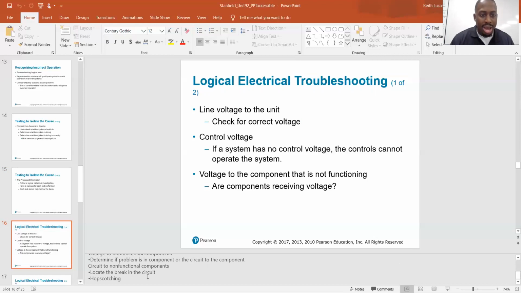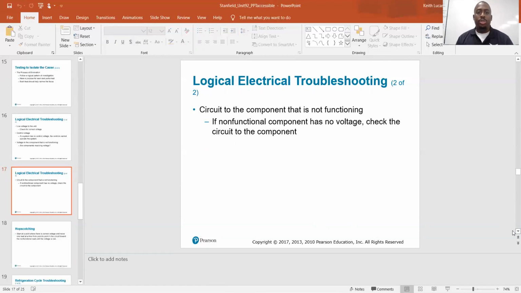Circuit to non-functional components. Locate the break in the circuit, and that's hopscotching, which is how you'll locate the break. Hopscotching is you pull that meter out. You put one lead on your neutral, put your other one on your line voltage, and then you see if you have power there, and then you just go from one point to the next in the sequence until you get to the point where you're losing power. That is hopscotching.